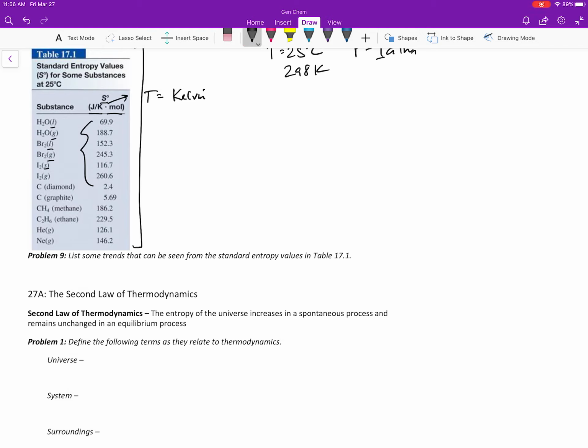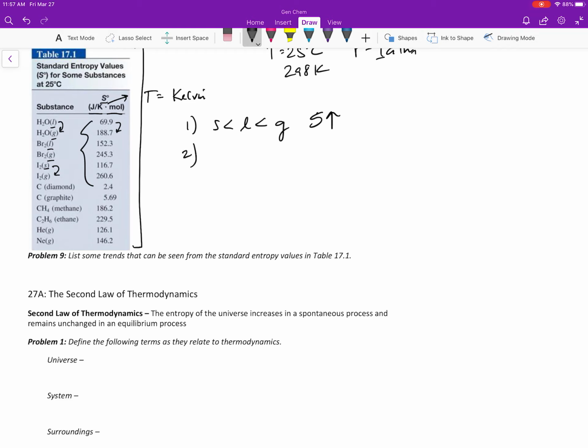The first one is that as you go from solid to liquid to gas of the same compound, the entropy is going to increase. So from liquid to gas, for water, it goes from 70 to about 189. If we look at solid to gas of iodine, it goes from 116 to 260.